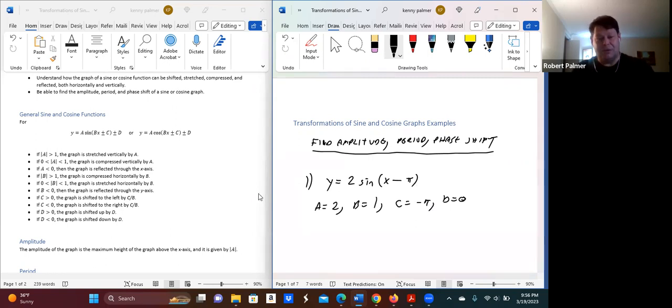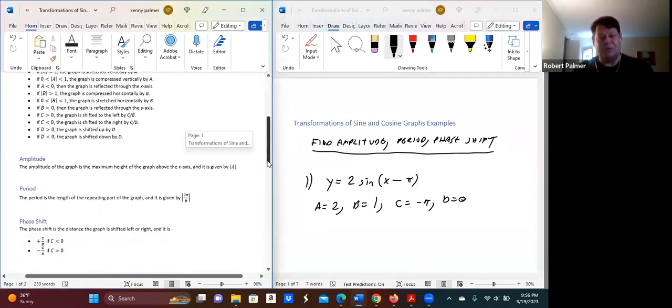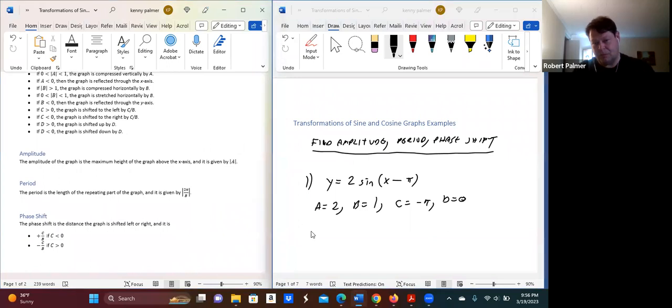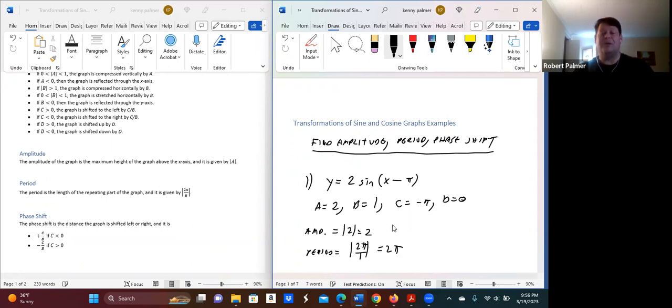Okay, so then let's take a look at our definitions. Our amplitude is equal to the absolute value of A, which is the absolute value of 2, which is 2. So it's stretched vertically by a factor of 2. The period is equal to the absolute value of 2 pi over B, and B is 1. This is just 2 pi, so actually there's no change in our period.